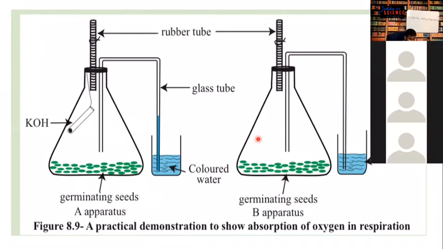Okay. Next question. What is the observation in A apparatus? The water column in the glass tube is drawn up. Otherwise, the water column in the glass tube moves up. Observation: you can write down that the water column of the glass tube moves up, goes up.